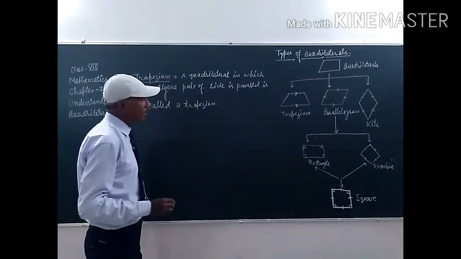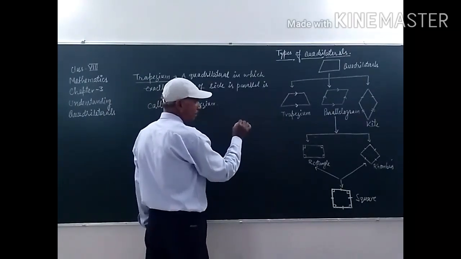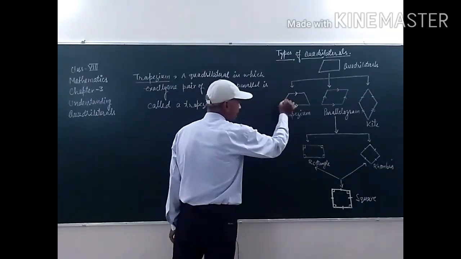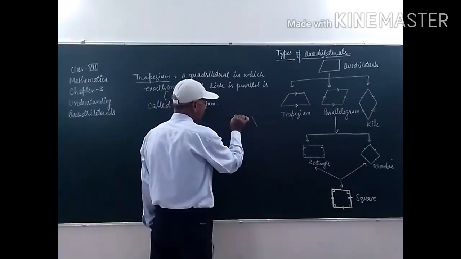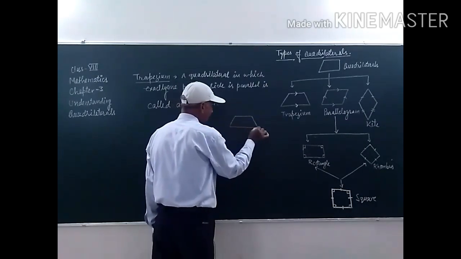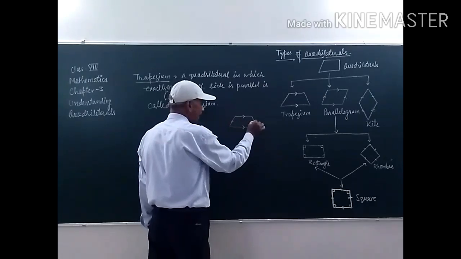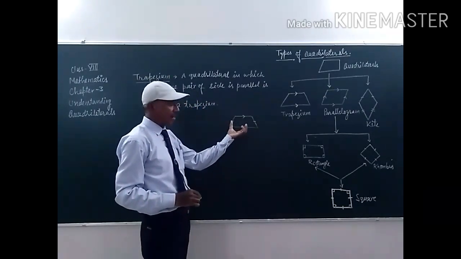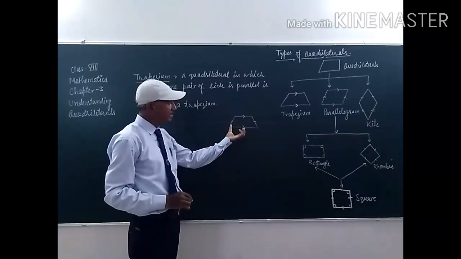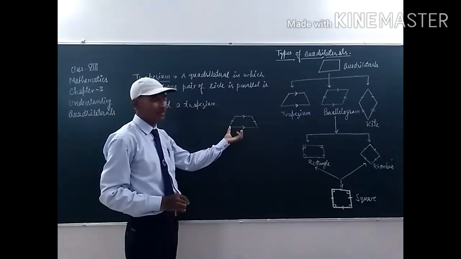Now we will discuss a figure that is a trapezium but whose non-parallel sides are equal, this one and this one. These are the parallel sides, students, and these non-parallel sides are equal. If the non-parallel sides are of equal length, then this trapezium is called an isosceles trapezium, students.